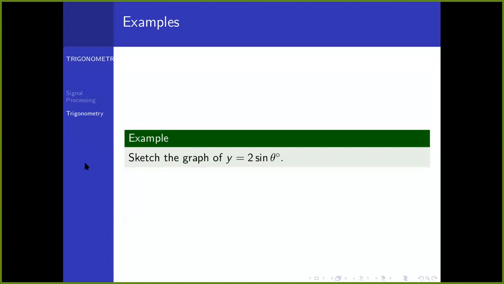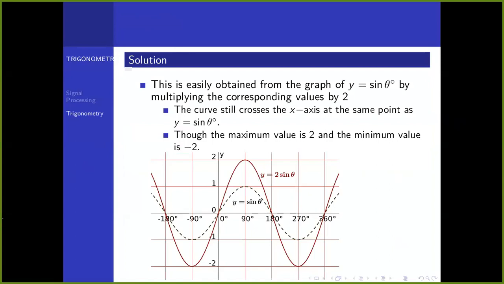Sometimes you're interested in knowing what happens to the graphs you worked with before, which all had a coefficient of 1 in front of the function. What happens if you change the coefficient? So we try this with 2 sine theta. When we do that, we end up with the following situation. The dotted line is just a graph of y is equal to sine theta. Then the red line is a graph of y is equal to 2 sine theta.